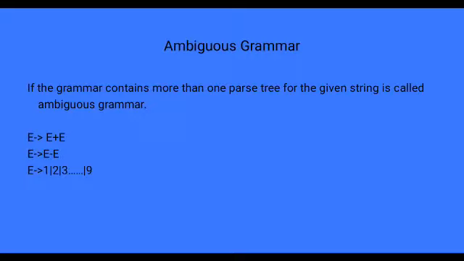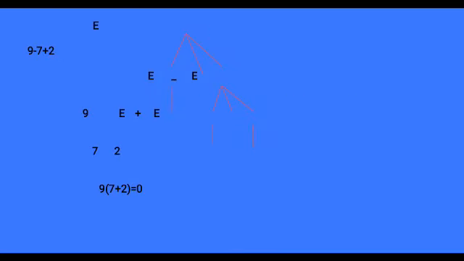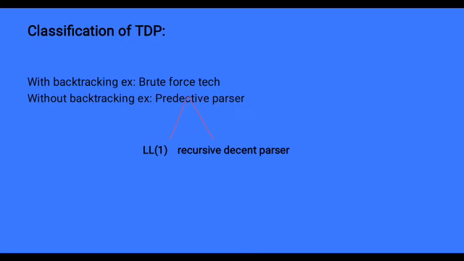And coming to the next one, that is classification of TDP, that is top down approach. The process of construction of parse tree starting from root and proceeding to the children is called TDP, that is top down parser. And this top down parser is of 2 types: with backtracking, without backtracking. With backtracking, the example is brute force technique. Without backtracking, the example is predictive parser.